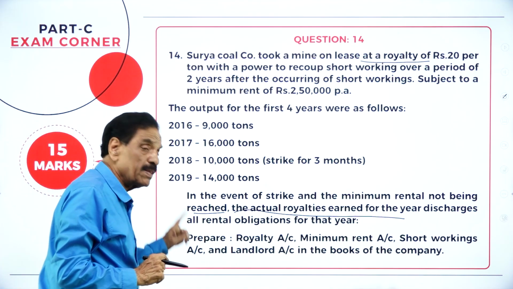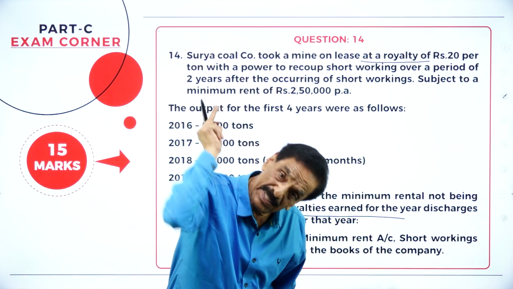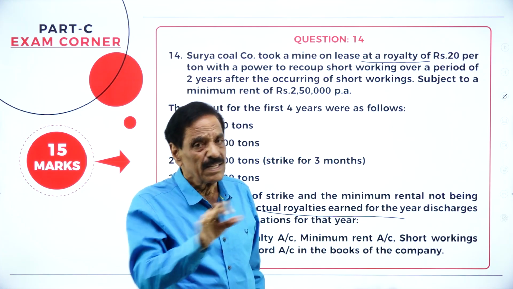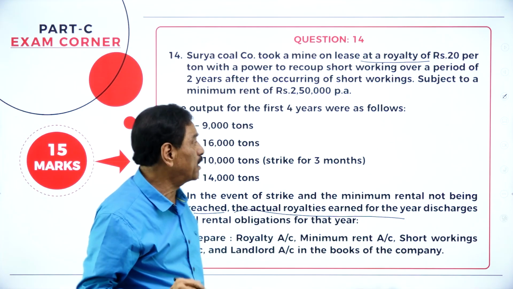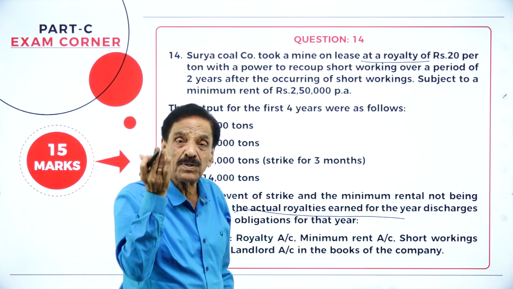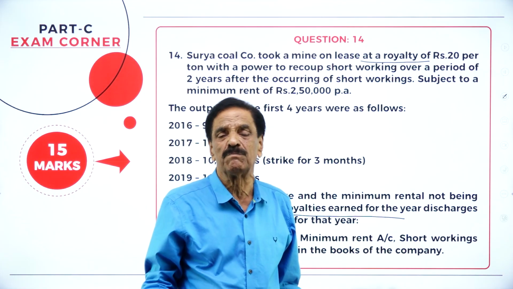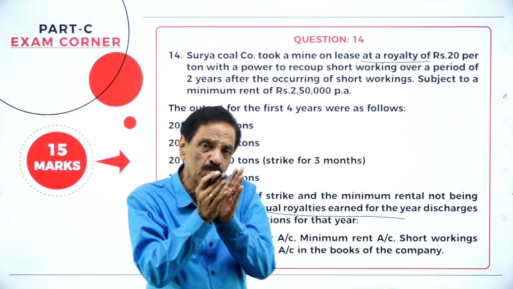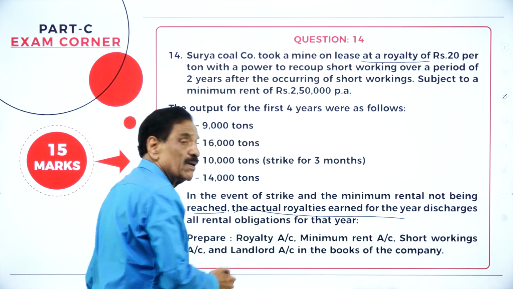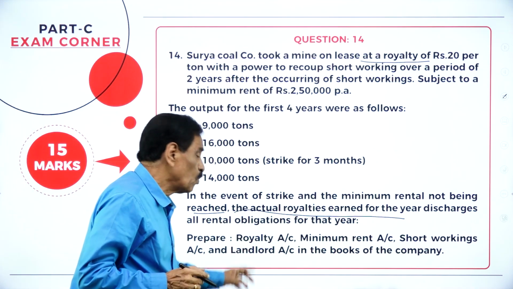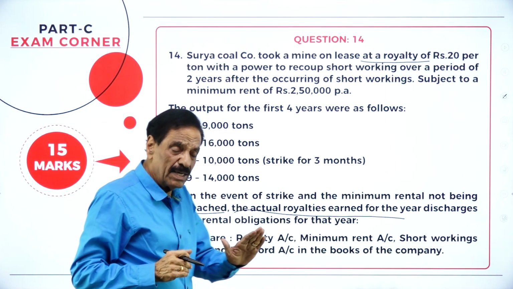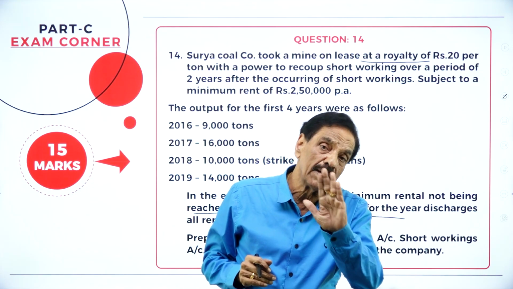So whatever the royalty is, that itself is the minimum rent. That year, there is no question of a separate minimum rent of 2 lakh 50,000. Whatever the royalty earned, that itself is the minimum rent. So royalty and the minimum rent are one and the same for this sentence. Here, what do we mean by whatever the royalty earned, that itself is the minimum rent.